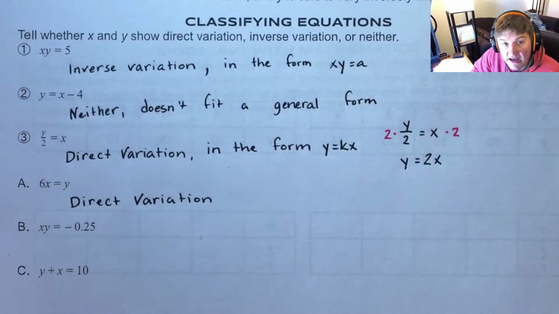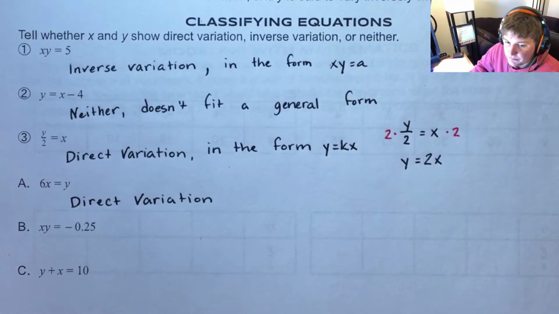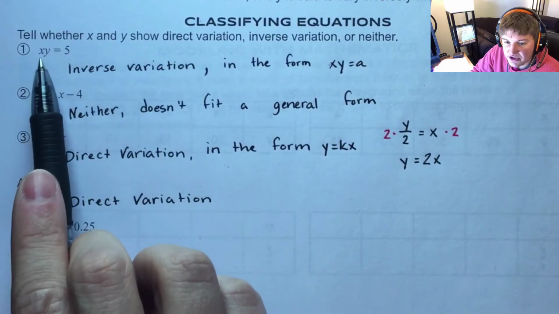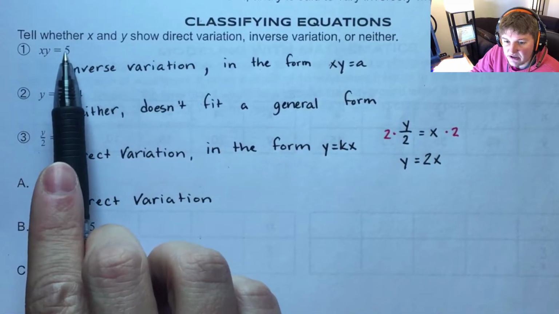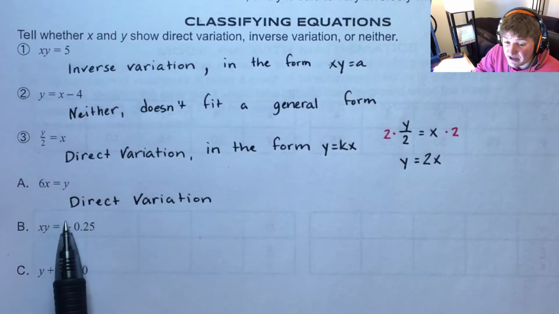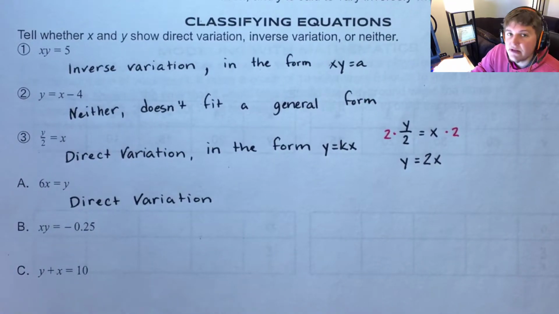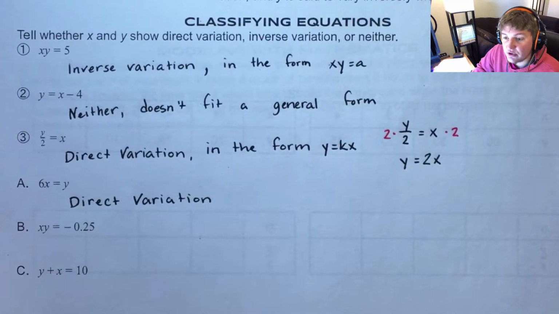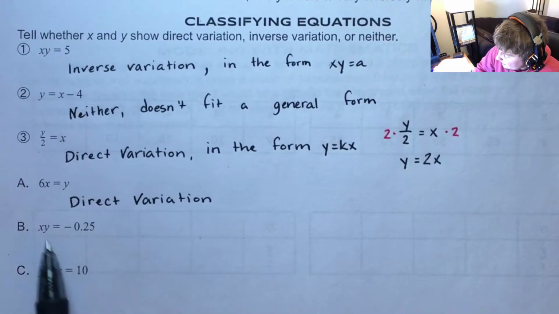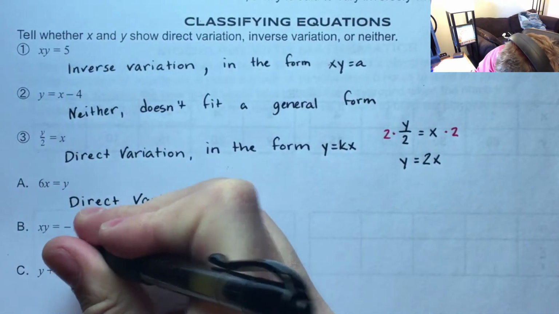Okay, B, x times y is equal to negative 0.25. This is pretty clearly similar to number 1, where we say it's an inverse variation because x times y is set equal to some number. The only thing that might throw you off is that this number is a negative and a decimal. Doesn't matter. It can be set equal to any real number except for 0. So this here is an inverse variation.